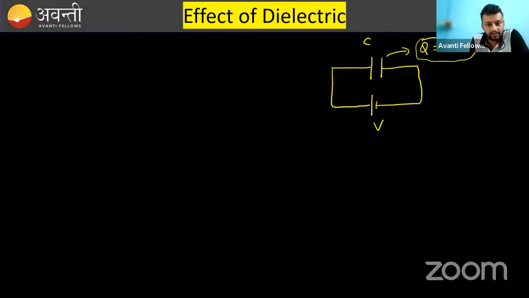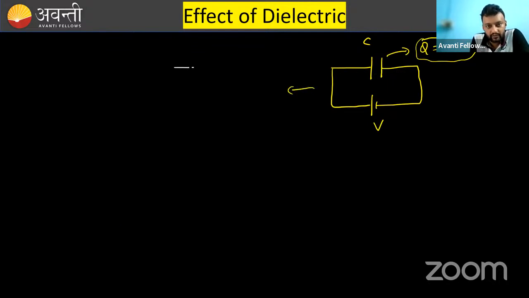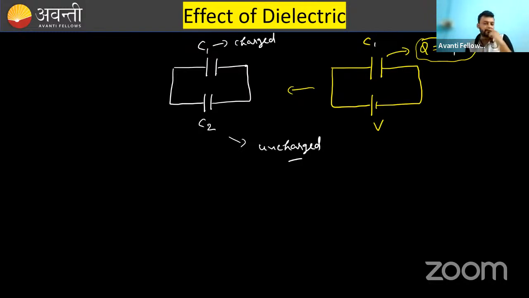Clear? Now the question says, this battery is removed and another capacitor is placed. Battery is removed. Let's suppose this is C1, so this is C1V. And another capacitor is connected. This is uncharged, and this was already charged by this battery. Now what will happen?